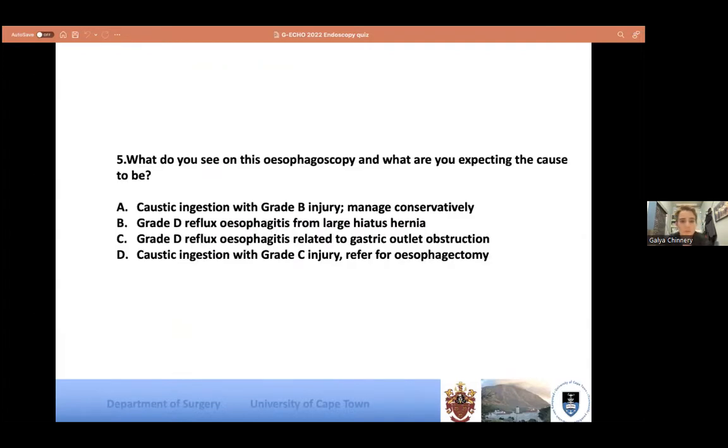Okay, so if you can put the poll up, what do you think this is? My options that I'm giving you: A, caustic ingestion with a grade B injury. B, grade D reflux esophagitis, perhaps with a large hernia below that. C, grade D reflux esophagitis related to gastric outlet obstruction. Or D, caustic ingestion with a grade C injury, and you should refer to your surgeons for esophagectomy.